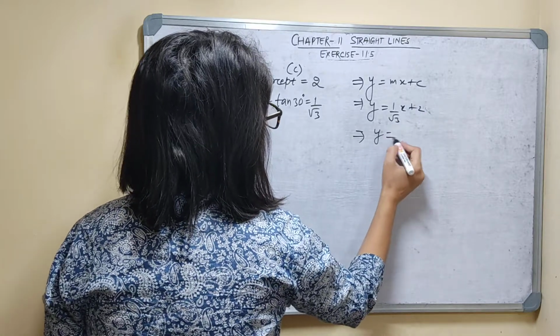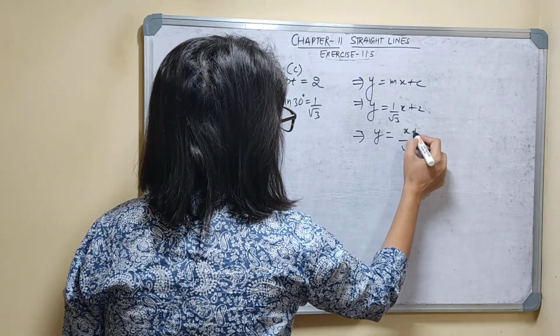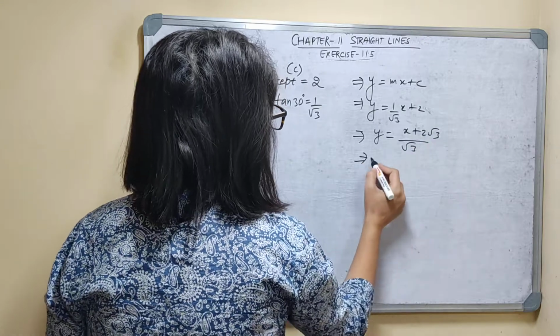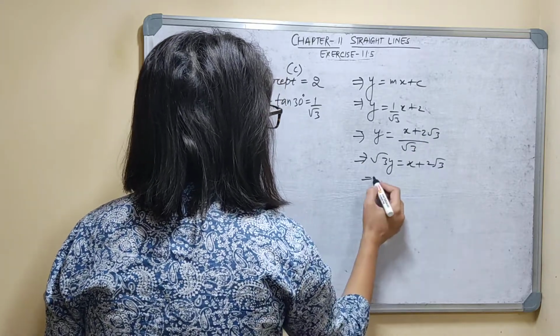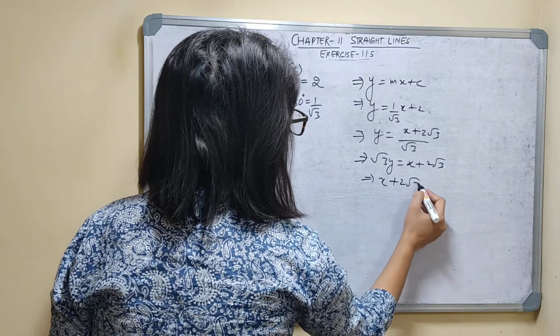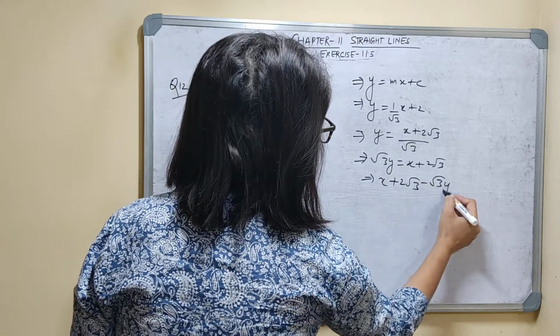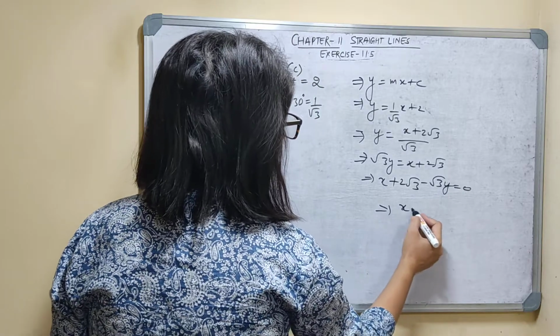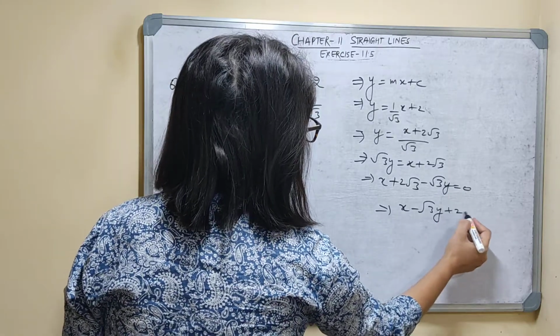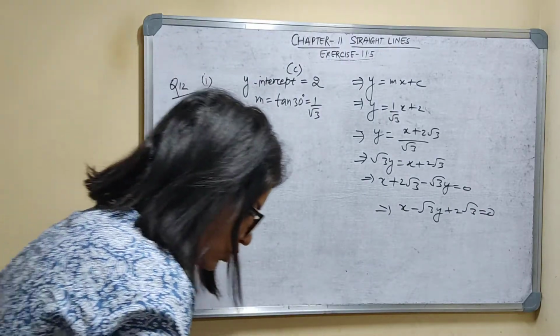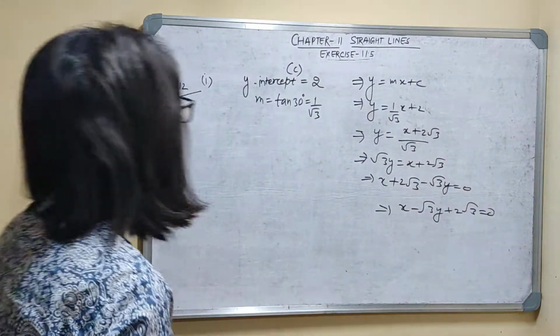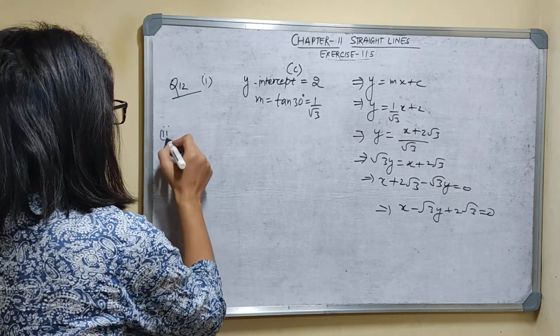Or you can write y is equal to, root 3 is the LCM, x plus 2 root 3, or you can write root 3 y is equal to x plus 2 root 3, or you can write x plus 2 root 3 this side minus root 3 y is equal to 0, or x minus root 3 y plus 2 root 3 is equal to 0. This is the first part. Now the second part you can see.